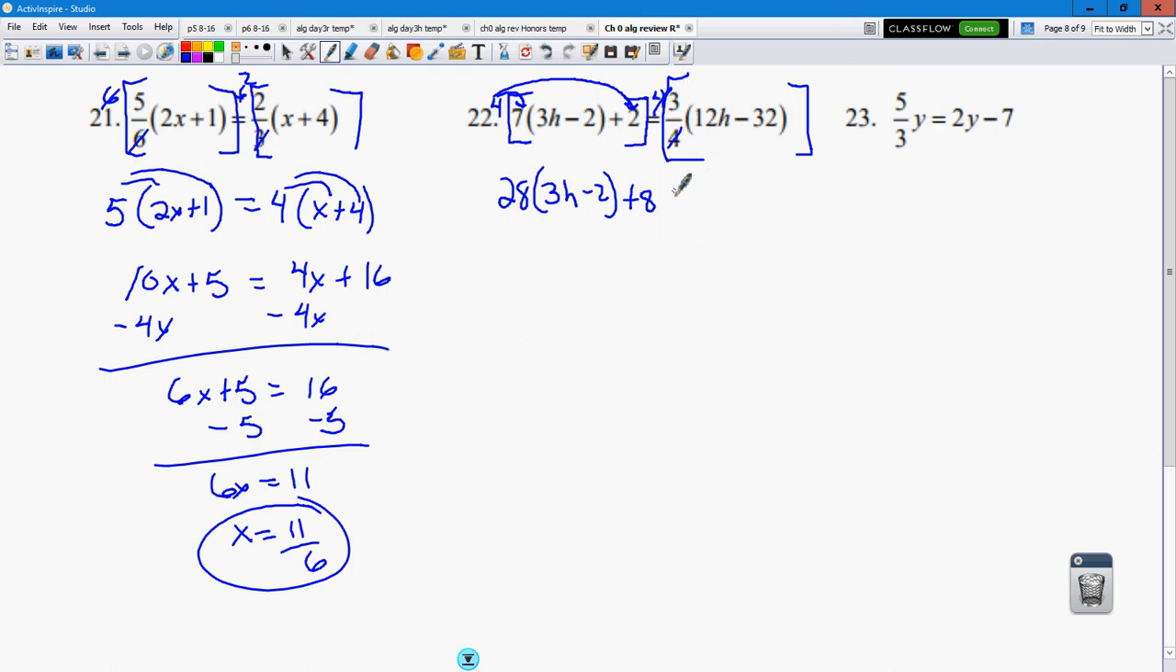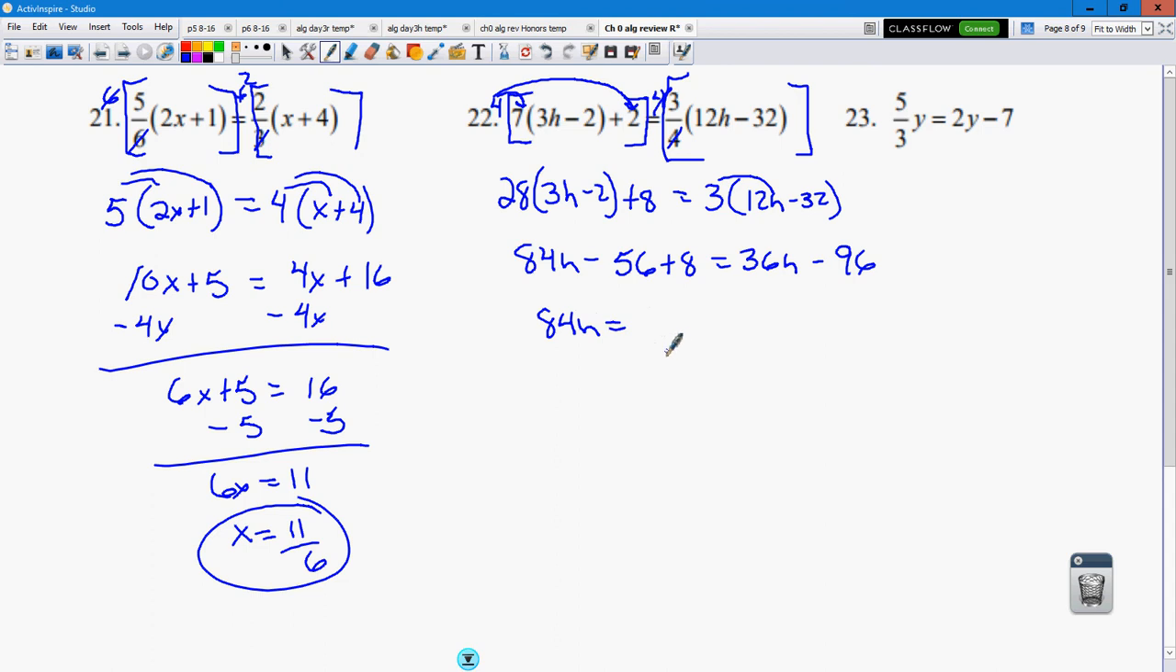This 4 is going to cancel out, leaving me 3 times 12h minus 32. And I've got 28 times 3, which is 84h. I have 28 times 2, which is a negative 56. Plus 8 equals 12 times 3 is 36h. And 3 times that, 32, is going to be negative 96. Combining like terms, I have 84h minus 48 equals 36h minus 96.